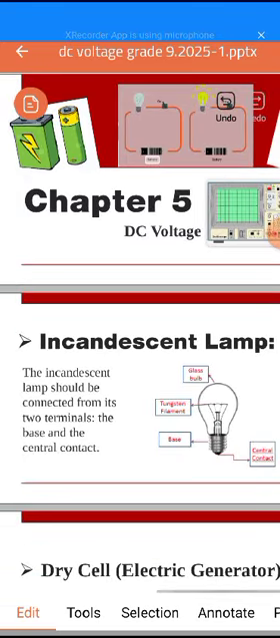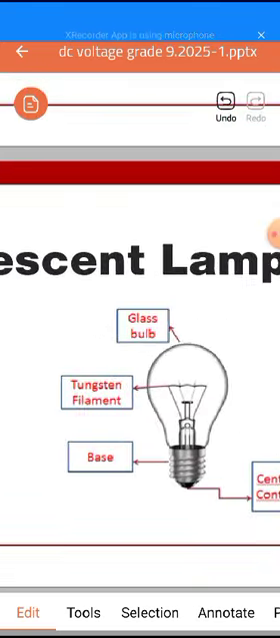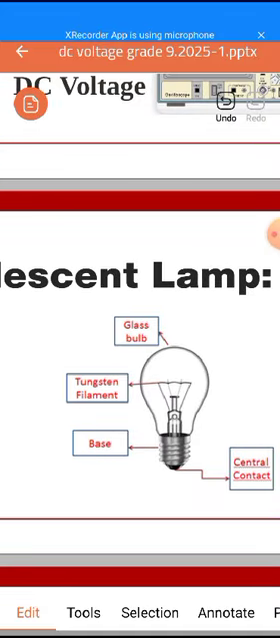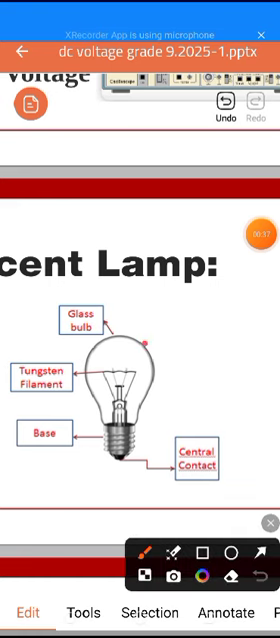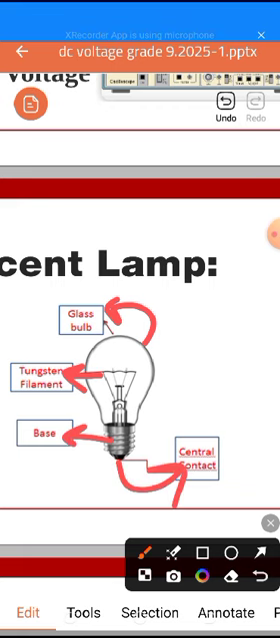So let's start with the incandescent lamp. As you can see in this figure, we have an incandescent lamp labeled with its four main parts. It has a glass bulb. Inside we have the tungsten filament, and the filament means a wire, made of the metal tungsten. Tungsten is a metal with a high melting point, so it can withstand high electricity and temperature. It also has the base and the central contact.